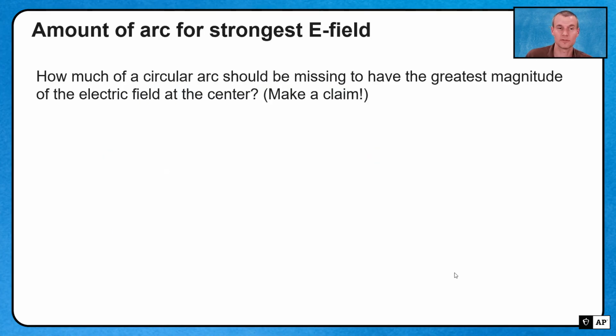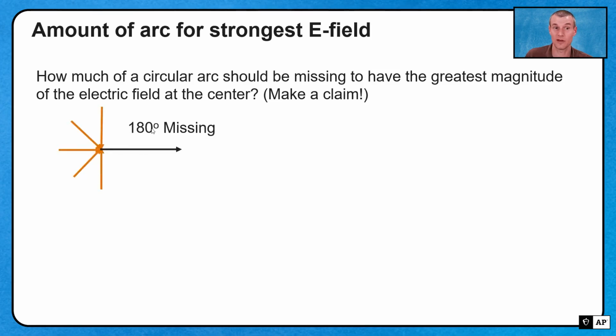But here's a question for us. How much of the circular arc should be missing to have the greatest possible magnitude of the electric field at that center? So take a moment and think what angle should be missing to have the strongest electric field. So make a claim. Well, perhaps you're thinking the answer is going to be 180 degrees missing, and you would be absolutely right.